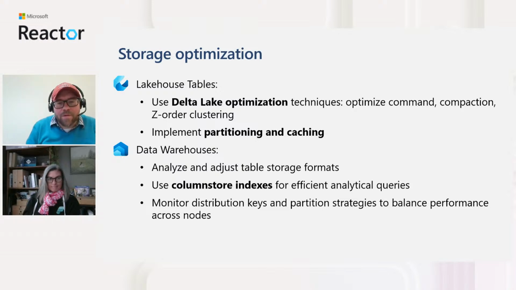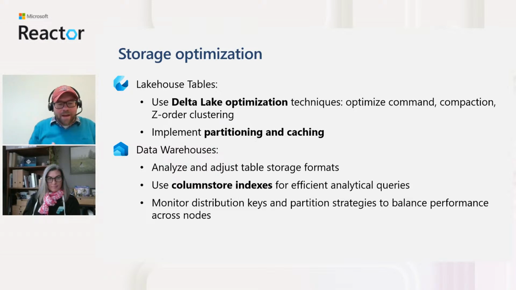So if we're looking at the data warehouses, we can analyze and adjust the table storage formats there as well. And another interesting thing, which is also directly connected to the execution and performance of our queries, is if we use column store indices. If we have data and the data is very similar, then we can use column store indices, because this very similar data can be compressed very highly, right? Because it's so similar. And this will also lead to faster query execution.